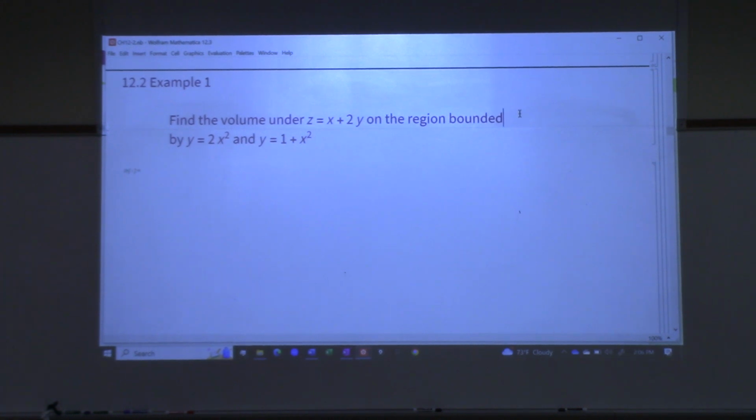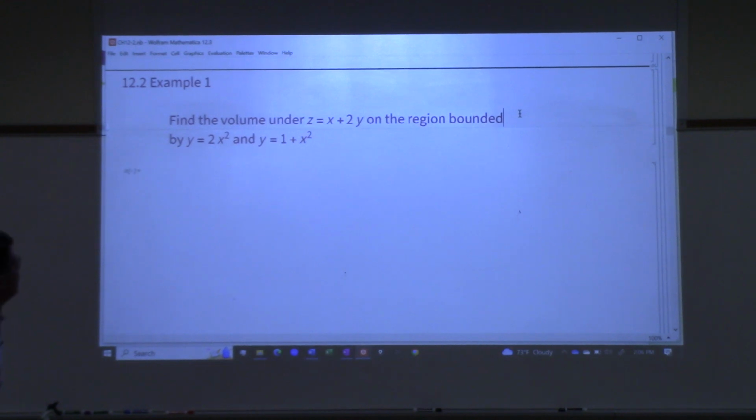All right, so find the volume under z equals x plus 2y on the region bounded by y equals 2x squared and y equals 1 plus x squared. It doesn't look like I've given you a domain for x, does it? But maybe when we draw the picture, there will be one.